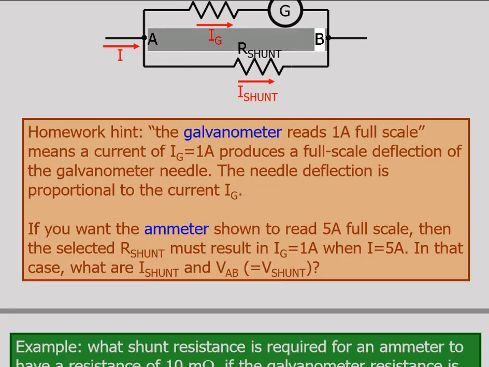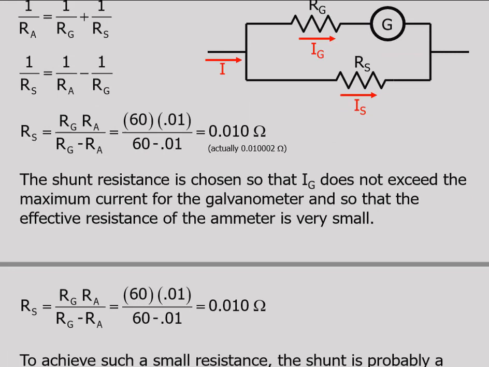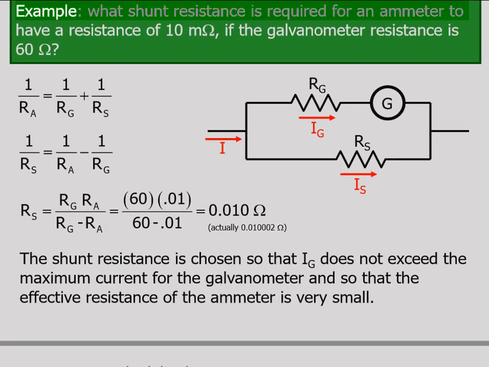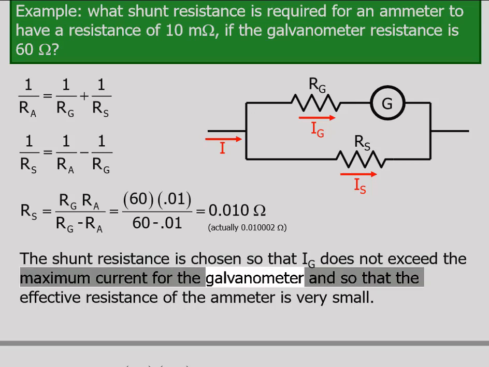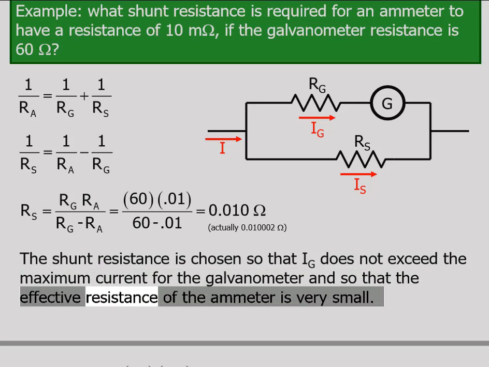A galvanometer-based ammeter uses a galvanometer and a shunt, connected in parallel. Example: what shunt resistance is required for an ammeter to have a resistance of 10 ohm, if the galvanometer resistance is 60? The shunt resistance is chosen so that I_G does not exceed the maximum current for the galvanometer and so that the effective resistance of the ammeter is very small.